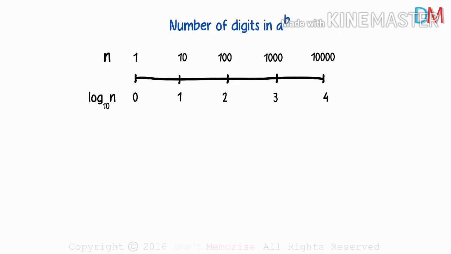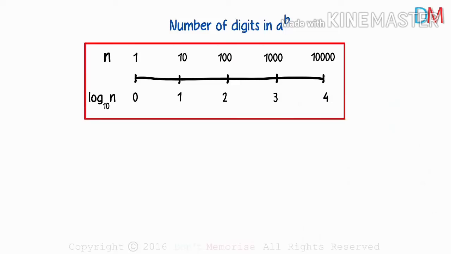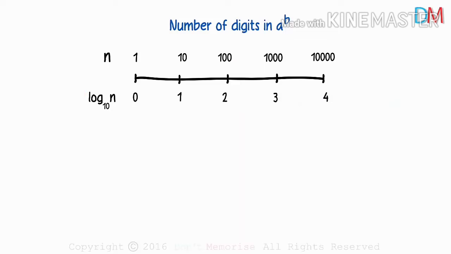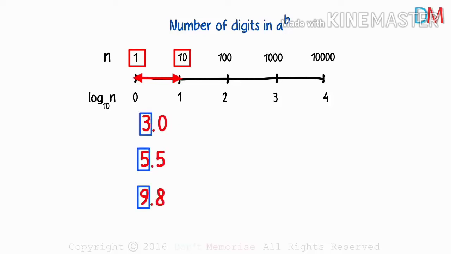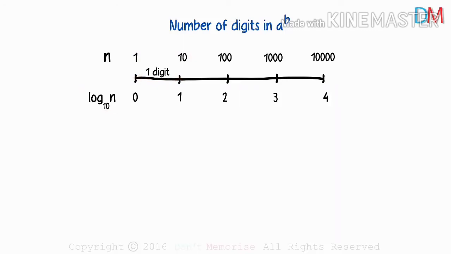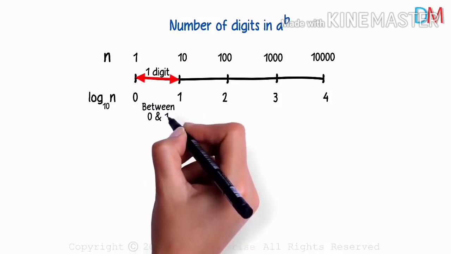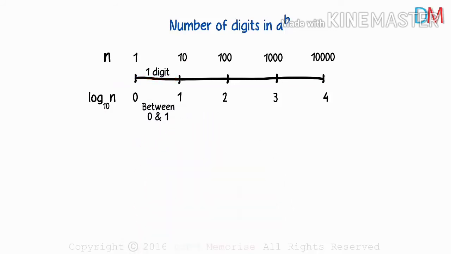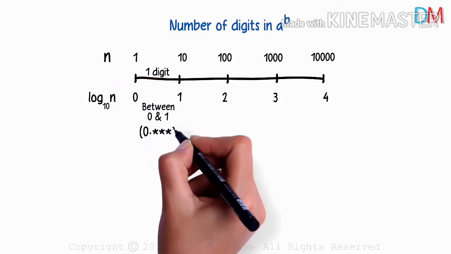Now the important question is, why did we do this? Let's see. Any number between 1 and 10 will have how many digits? Numbers like 3, 5.5, 9.8, they all have 1 digit to the left of the decimal point. And if we look at the log scale, we can say that if the number has 1 digit, then its log will be between 0 and 1. The logarithm will be of the form 0 point something.